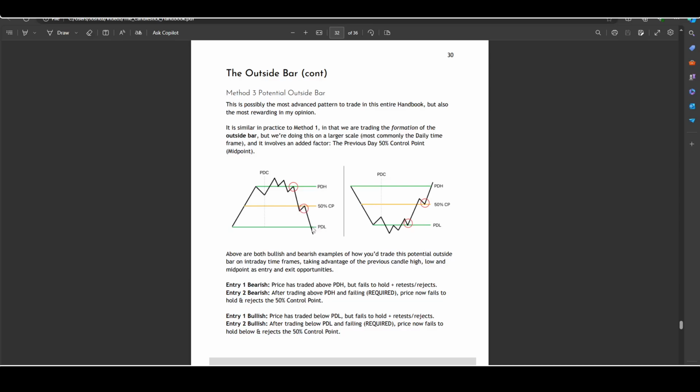And if it can make it to the previous day low, this is going to be the makings of an outside bar in real time. You'll be seeing an outside bar making in real time. You just, again, won't see it till afterwards.